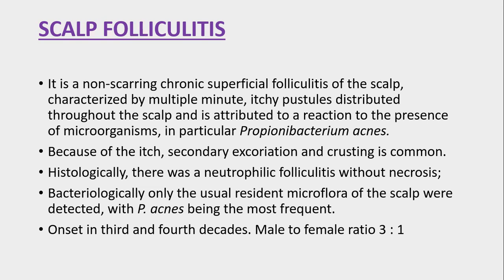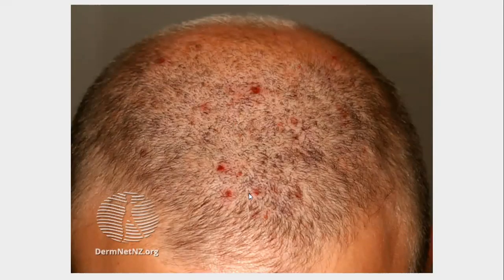Histologically, in contrast to acne necrotica varioliformis, there is neutrophilic folliculitis without necrosis. In the other condition, it is a lymphocytic folliculitis with necrosis. So scalp folliculitis differs: it is first an infection with Propionibacterium acnes, there is lots of itching, and it's a neutrophilic folliculitis with no necrosis. Onset is in the third and fourth decade. The male to female ratio is high, 3:1. You can see these small itchy papules evenly distributed in the scalp.